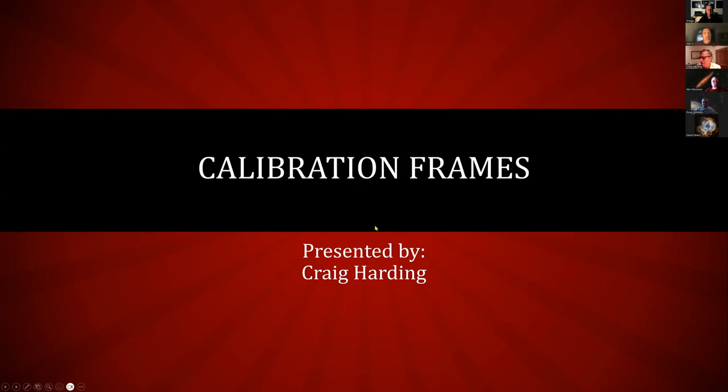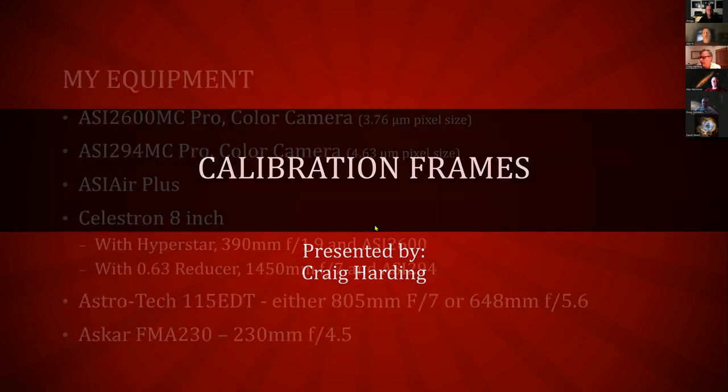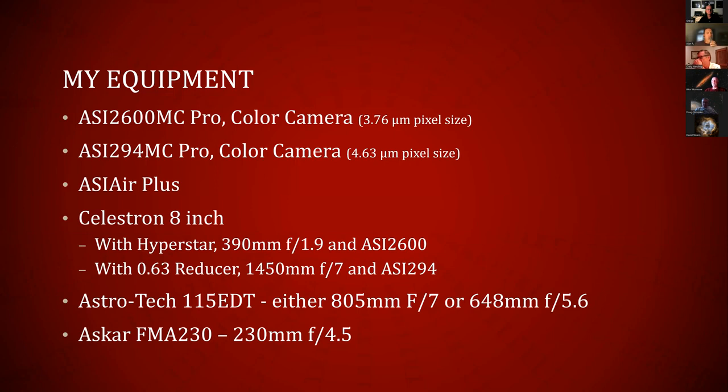I got some of the same stuff. I'll try to skip where I can, but a little bit of my equipment, and Doug, this will drive you crazy because the one scope, one set of equipment mantra is definitely not here. So I've got both the 2600 and the 294 camera.